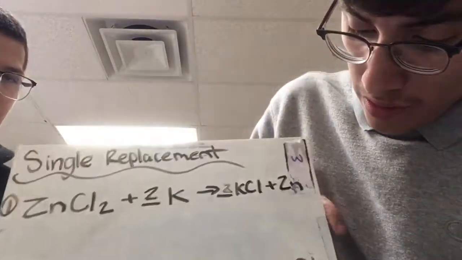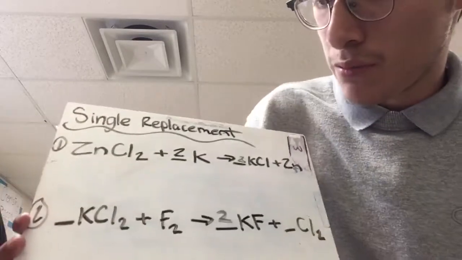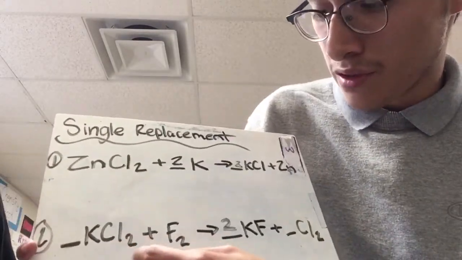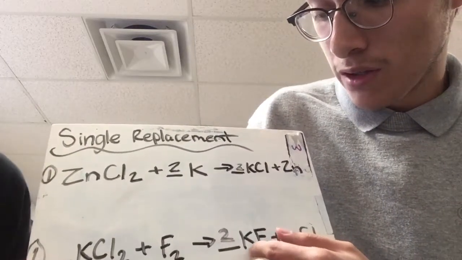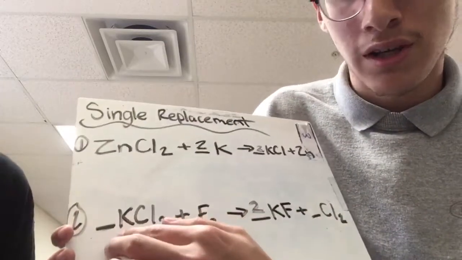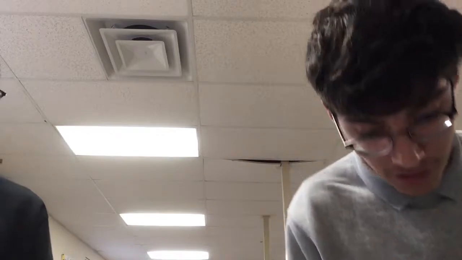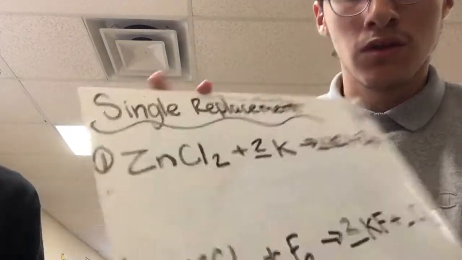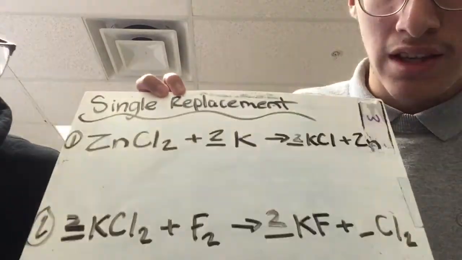Now we go on to the Cl, and you can see there's 2 Cls, but over here there's also 2 Cls. That's good. But now that we balanced out the F, there's 2 Ks, and over here on this reactant there's only 1 K. So in order to balance it out, we're gonna have to write another 2. So we added a 2 right here. So now the Ks are all balanced out.